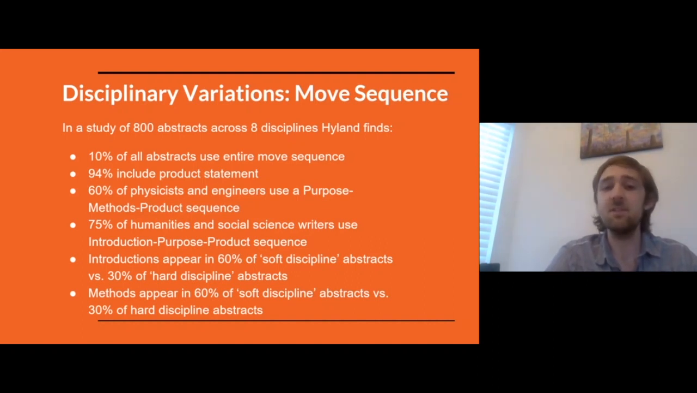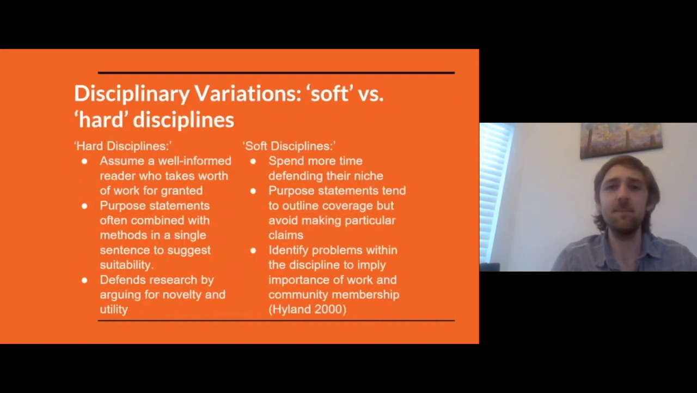60% of physicists and engineers used a purpose methods product sequence. 75% of humanities and social science writers use an introduction purpose product sequence, quite different from the engineers' version. Introductions appear in 60% of what Hyland termed soft discipline abstracts versus 30% in hard discipline abstracts. And methods appeared in 60% of soft discipline abstracts versus 30% of hard discipline abstracts. So let's talk a little bit more about those soft versus hard discipline variations.